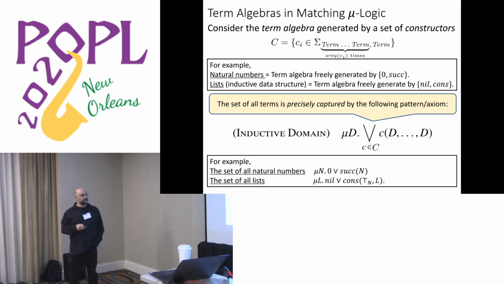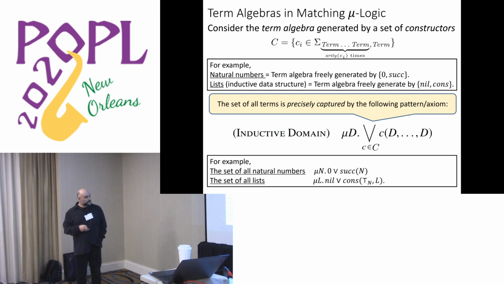You just say mu D, where D is a set variable. Remember, mu only binds set variables. Mu D, and then the disjunction over all the constructors, basically. So in the case of natural numbers, this defines exactly the natural numbers. They say mu n, where n is a set variable, 0 or successor of n. Okay, so that defines the least set n such that 0 is in it, and successor of the whole set is also in it. And that's the natural numbers.